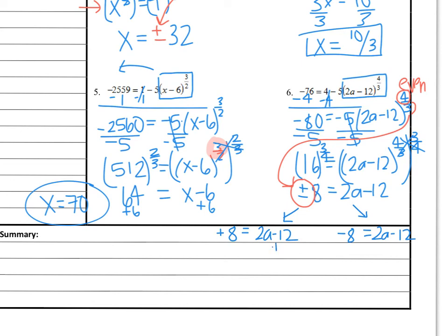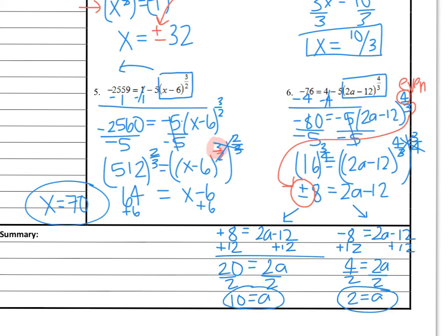Okay, so we're going to just then solve both sides of the equation, one with positive 8, one with negative 8. Okay, so equals 20, 2a divided by 2, we end up with 10 is equal to a, and then do the same thing over here. All right, equals 2a divided by 2, 2 is equal to a.